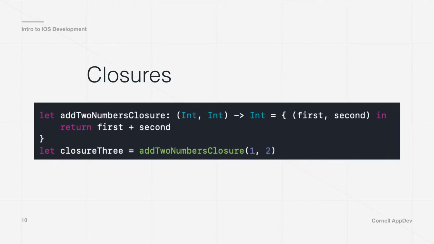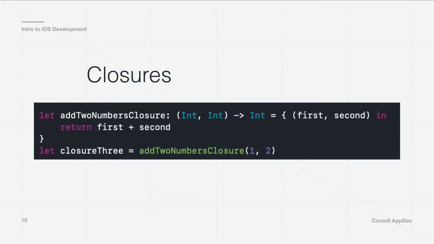This is a let constant that says add two numbers closure. You can see that the type is int, comma, int, arrow int, which means that this is a function that takes in a tuple of two integers and outputs an integer. Then there's a curly bracket, which symbolizes that it's a function. Then you can see first, comma, second. This is defining the two arguments, the two integers. And then it says in return first plus second. So what this closure does is it takes in the two numbers and adds them together.